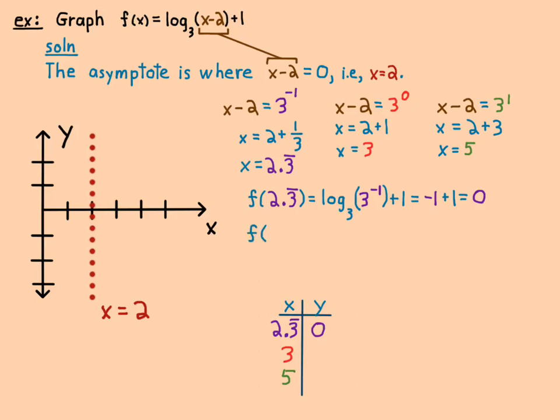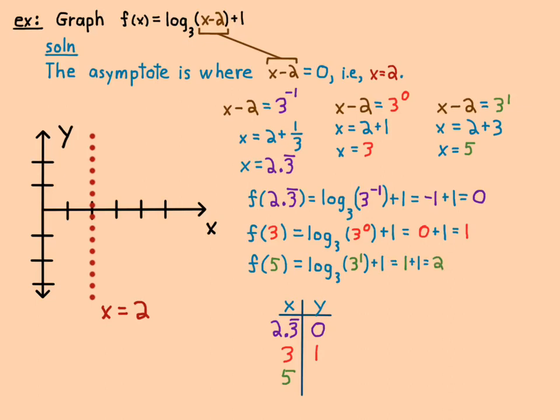And then the 3 will give me log base 3 of 3 to the 0 plus 1. And so the log base 3 and the base 3 cancel, and you get 0 plus 1, which is 1. And then the 5 gives me 3 to the 1 plus 1, which is 1 plus 1, which is 2. So my outputs are nice integers. And then I graph those and just fill them in, remembering that they go to that vertical asymptote.